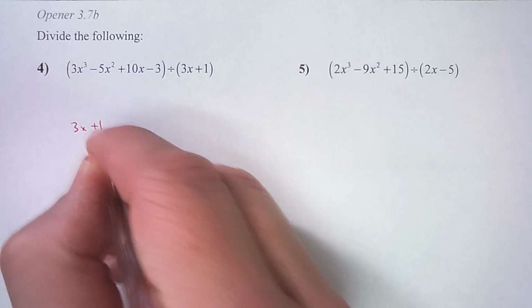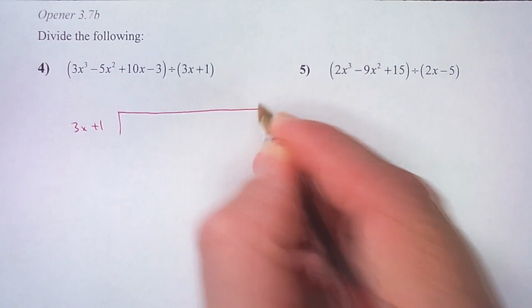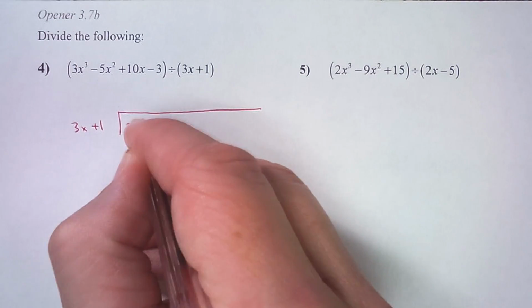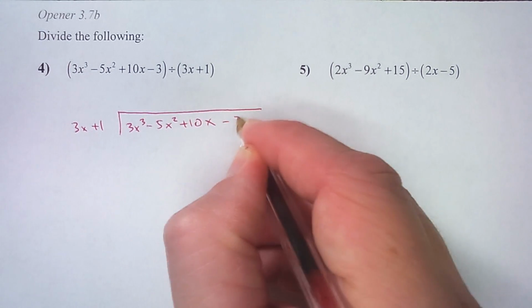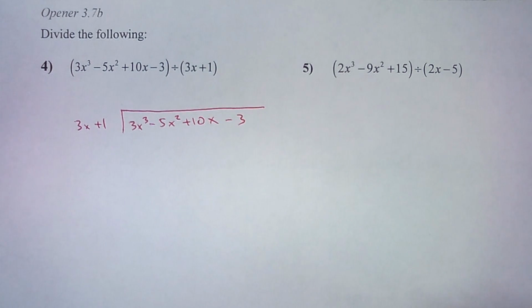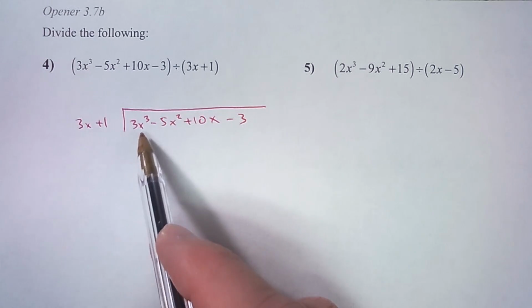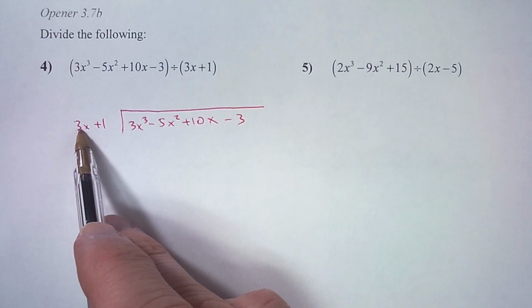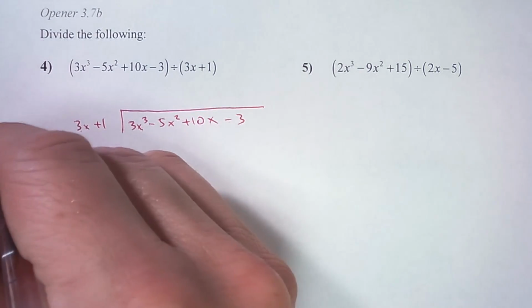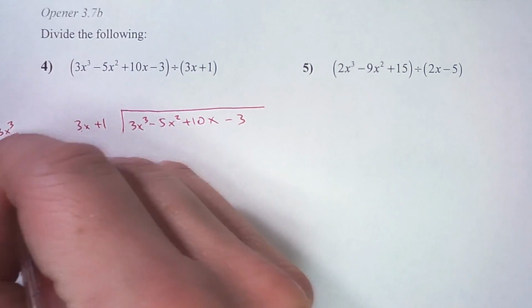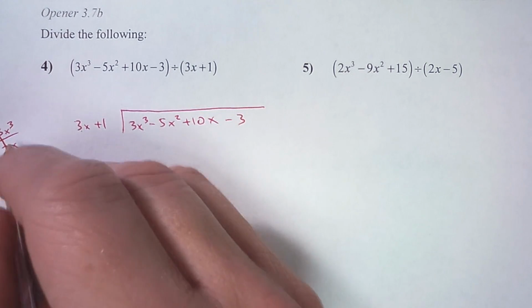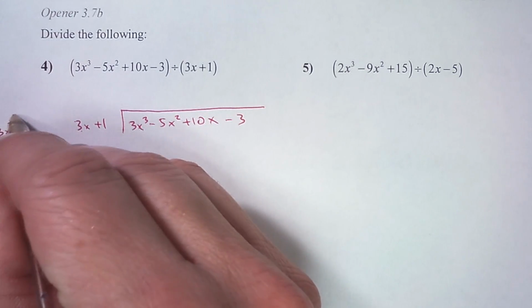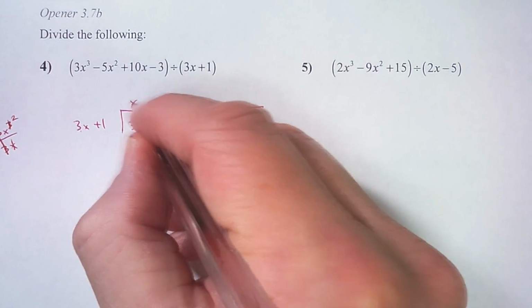3x plus 1 goes into 3x cubed minus 5x squared plus 10x minus 3. Now, in order to divide these, we're going to first divide the first term in here by the first term out here. So 3x cubed divided by 3x. Okay, so that could look like this: 3x cubed over 3x. And those 3's cancel, and this x down here cancels one of these up here, so we are left with x squared.